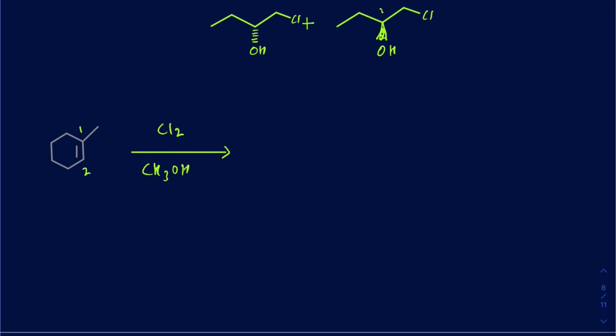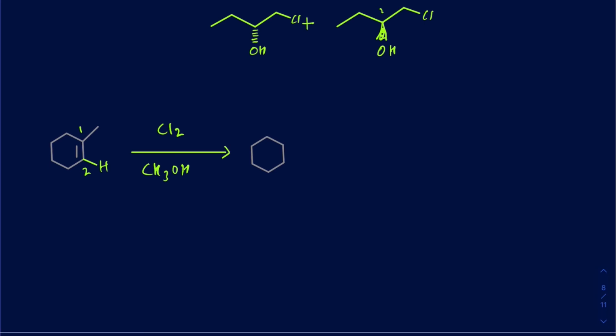So selectivity has to be one way. Chlorine being your electrophile, the electrophile needs to go to the carbon that has more hydrogens to begin with, according to Markovnikov's rule. So your chlorine would go onto the second carbon, and this methoxy group will go onto the first carbon. So let's go ahead and erase part of that.